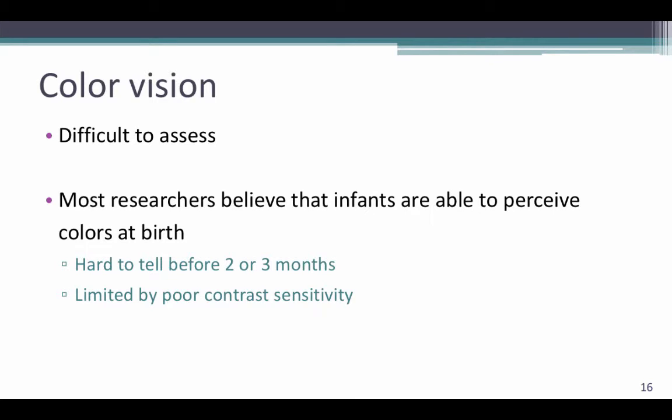The development of color vision in children is very difficult to assess, but most researchers believe that infants are able to perceive colors at birth. Some of the limitations of being able to really tell before 2 or 3 months is the poor contrast sensitivity that the infants have at this age.